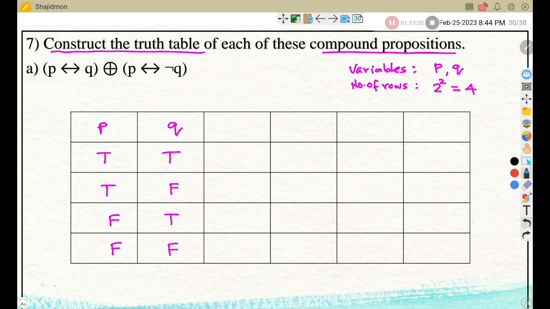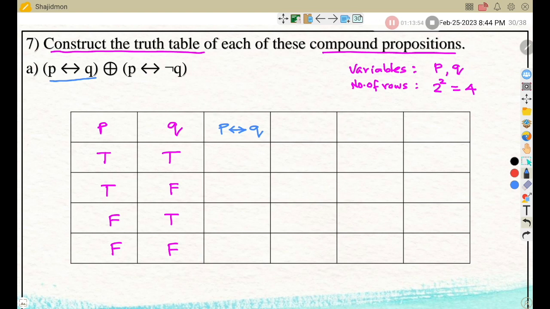Okay, whenever we are creating a truth table, the bracketed operation we need to do first. Whatever is coming in the bracket, that is first. After that only, outside the bracket. So see, first bracket: P if and only if Q. I can write P if and only if Q here. First I am doing this one.